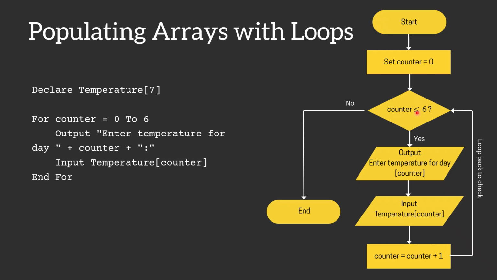Then we come here and we say, is the counter less than or equal to 6? If it is, then we keep going, and we're going to keep going until this makes it 7. Once we come here and the counter is equal to 7, it's no longer yes, it's going to be no, and we're going to end it. So again, every time the loop runs, we're asking for one more temperature and then storing it in the next box. And this is what makes that combination of arrays and loops really powerful.